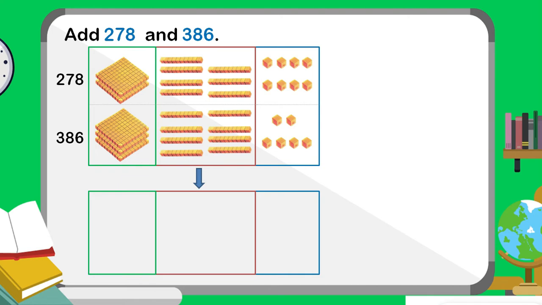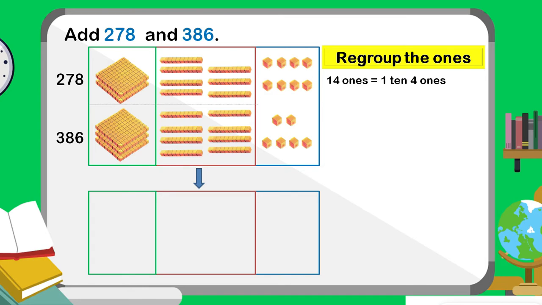Let us add the ones. 8 ones plus 6 ones is equal to 14 ones. We can't put 2 digits in the ones place. We can only put a single digit. So we need to regroup the ones. 14 ones is equal to 1 ten, 4 ones. We already know that 10 ones is equal to 1 ten. Let us put 4 ones in the ones place. Let us put 1 ten in the tens place.